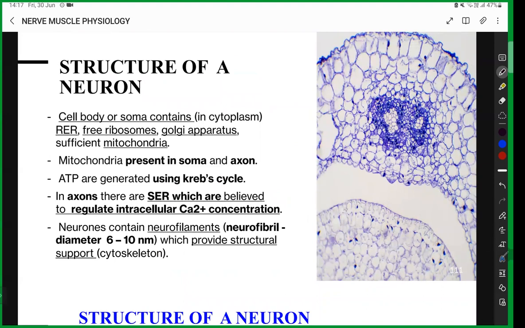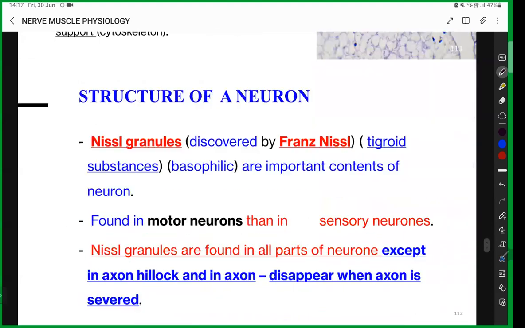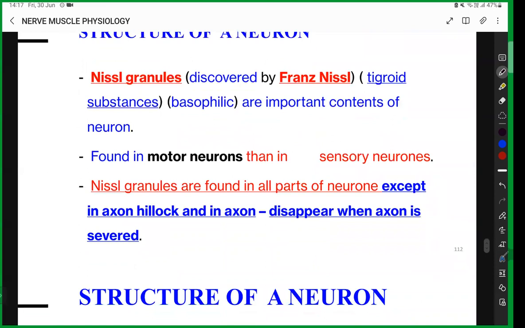Apart from it, you will be having calcium. Yes, isn't it? You need calcium for the concentration. That is how it is going to be stored inside the sarcoplasmic reticulum. Then you have this Nissl granule, a very important content.